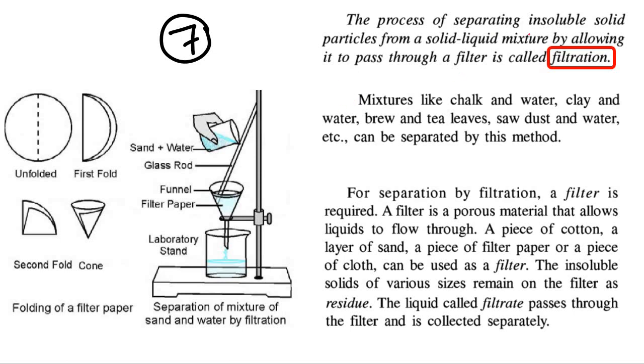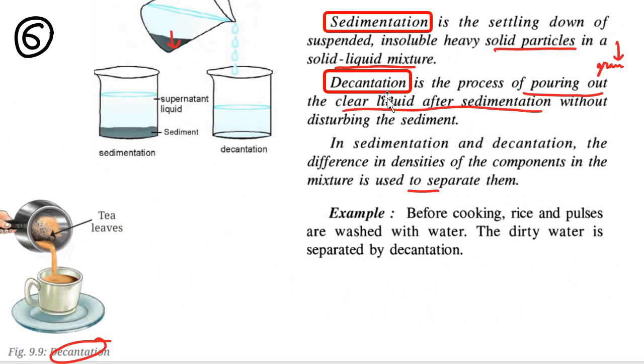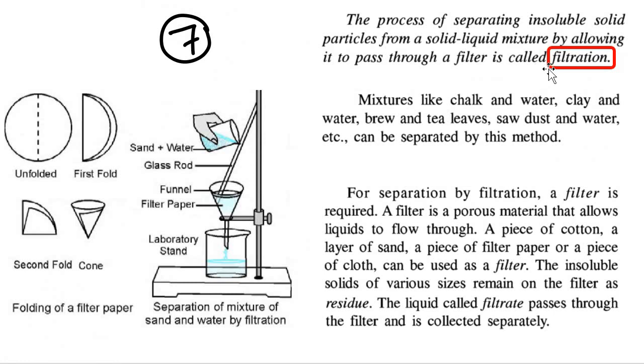Now, the process of separating insoluble solid particles from a solid liquid mixture by allowing it to pass through a filter is called filtration. Sometimes the sedimentation and decantation doesn't entirely separate the components of a mixture. Then we can use this filtration process. Okay, now mixtures like chalk and water, clay and water, brew and tea leaves, sawdust and water, they can be separated by this method. For this method of filtration, we have to use a filter.